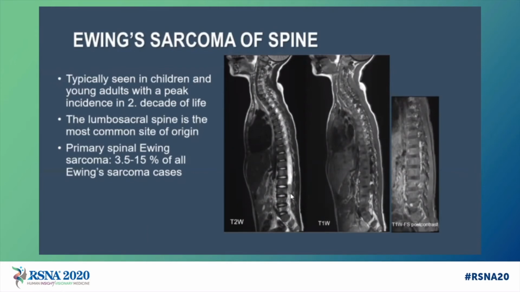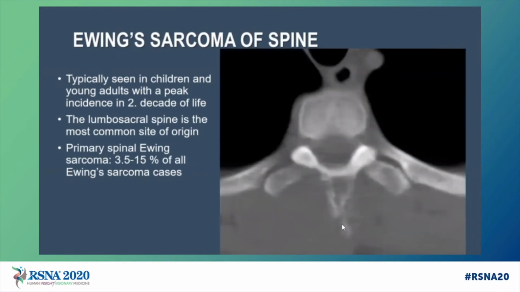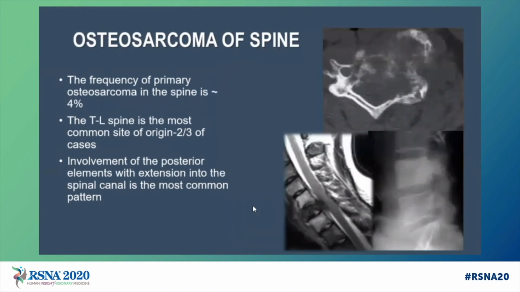You can see a large epidural mass in this patient, enhancing in the post-contrast images. Here's a case where we can see the permeative destruction of the posterior elements in this patient with Ewing's sarcoma.